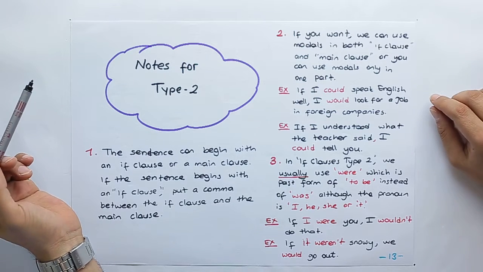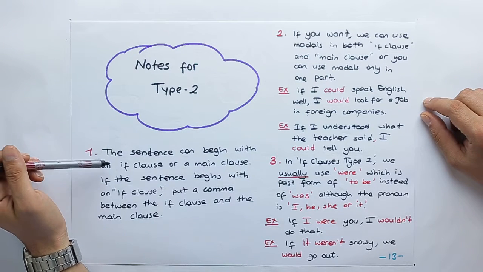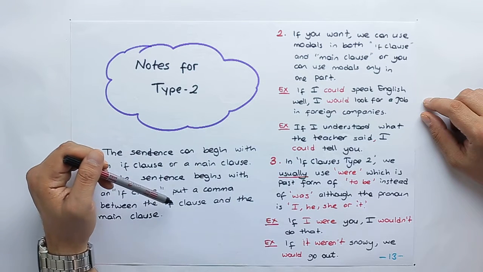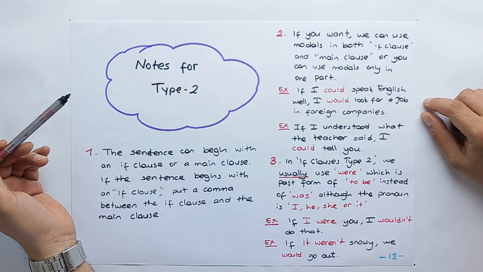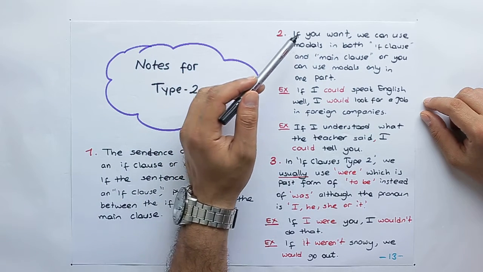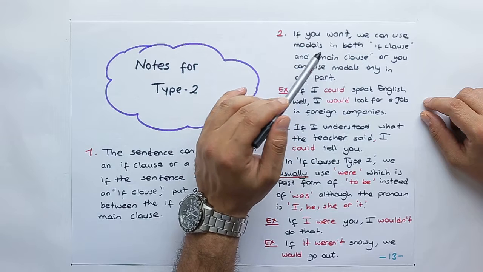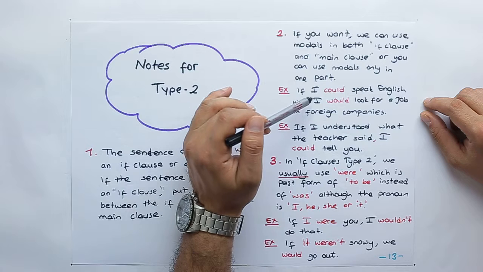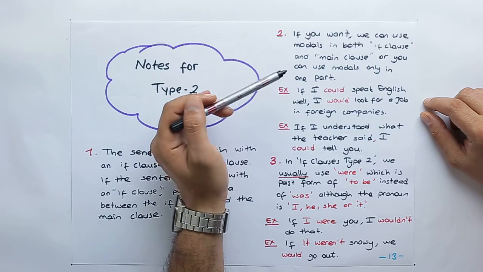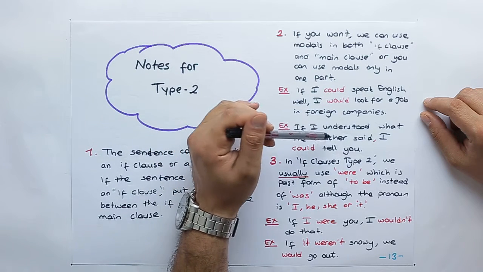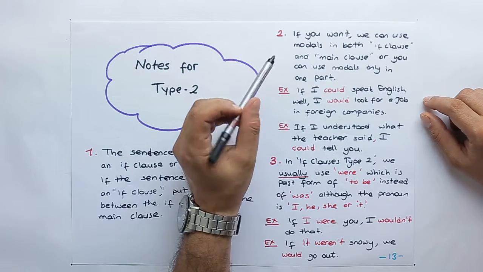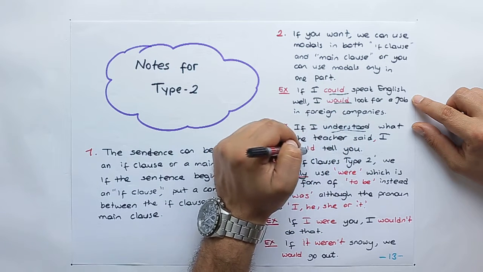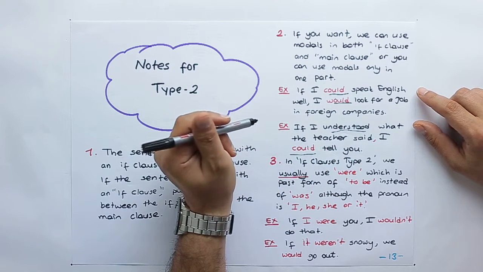Notes for type 2. The sentence can begin with an if clause or a main clause. If the sentence begins with an if clause, put a comma between the if clause and the main clause. That's the first rule. The second rule is, if you want, we can use modals in both, if clause and main clause, or you can use modals only in one part. If I could speak English well, I would look for a job in foreign companies. Or, if I understood what the teacher said, I could tell you. As you see here, there are two modals here. One tense form and the other part is with modal.